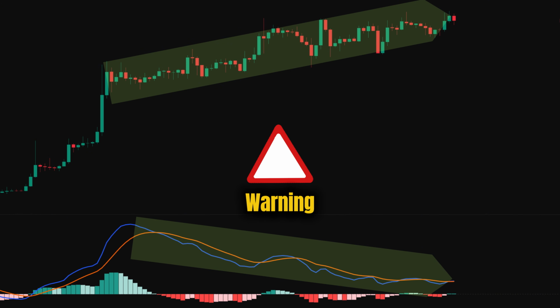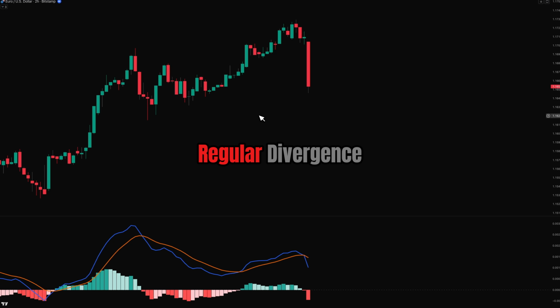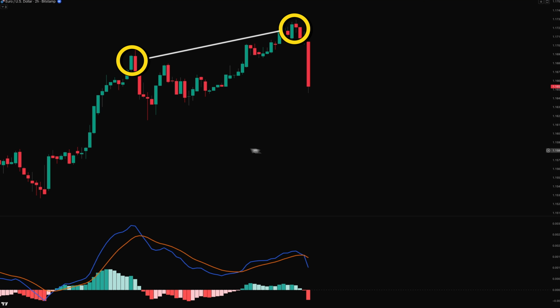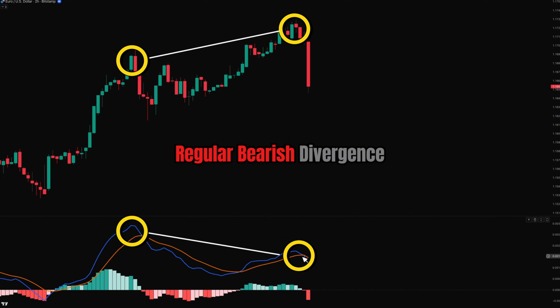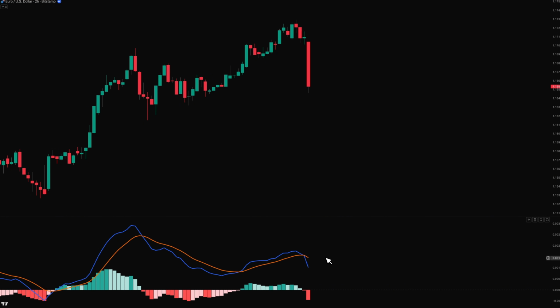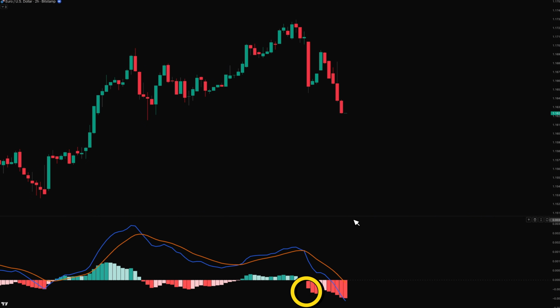Let's start with the most common one, regular divergence. When price makes a higher high but MACD makes a lower high, that's a regular bearish divergence. It usually means the bullish momentum is fading and a reversal to the downside might be coming soon. See how the histogram also starts shrinking here. That's your second clue that buyers are losing steam.